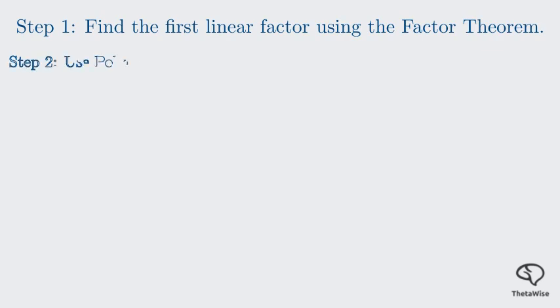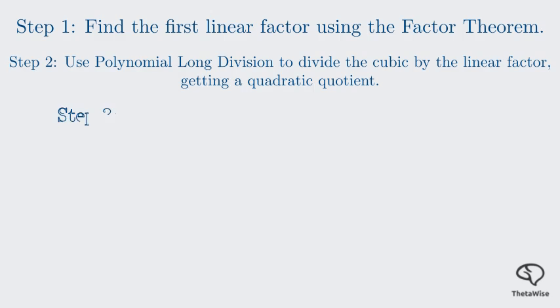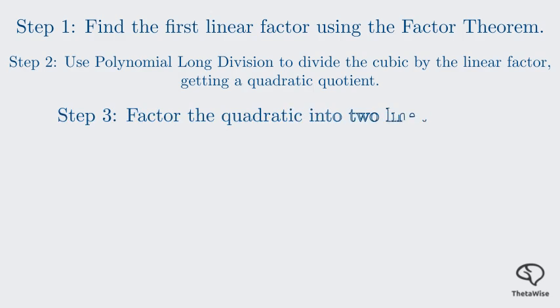Second, we mastered polynomial long division. This allowed us to divide our cubic polynomial by the linear factor we found, reducing the problem to a more manageable quadratic expression. Finally, we used our knowledge of quadratic factorization to break down the quadratic quotient into two more linear factors. Combining all three, we get the complete factorization of the cubic. By following these steps, you can successfully factorize any cubic polynomial.